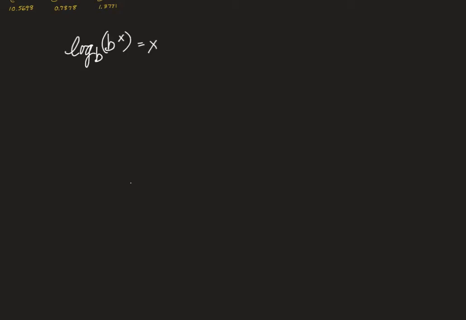Now the thing to notice about this property, this equation as it's written, is we have the base of the log, and within the argument we have the same base. And then the exponent, which is what the whole log is equal to, is also the same as the exponent of the base. It's saying that the log base b of b to the x is equal to x.